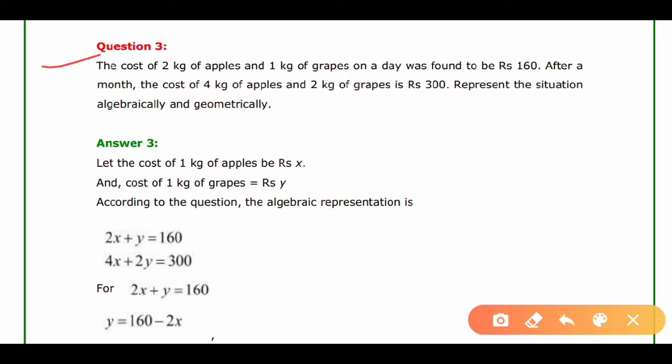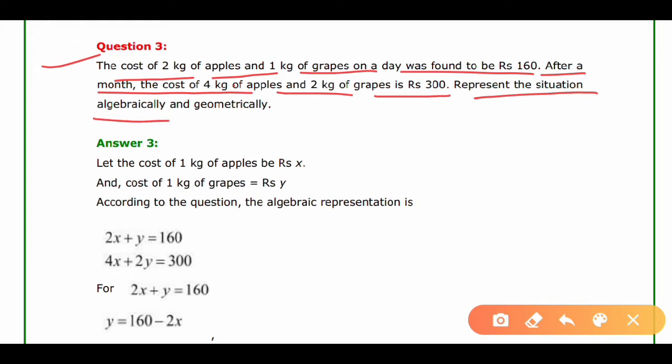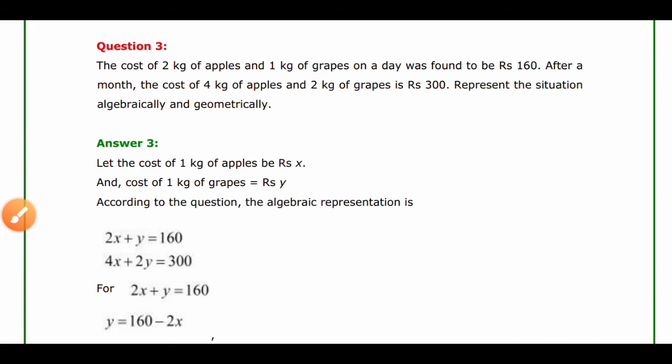Question number 3. The cost of 2 kg of apples and 1 kg of grapes on a day was found to be 160 rupees. After a month, the cost of 4 kg of apples and 2 kg of grapes is 300 rupees. Represent the situation algebraically and geometrically. Okay. For solving this, we will use these conditions. Now, let's see the solution.